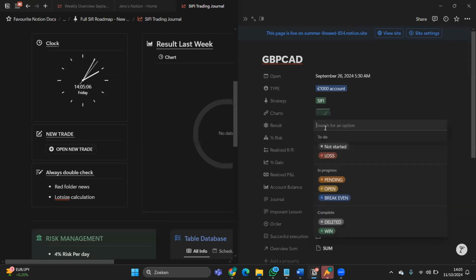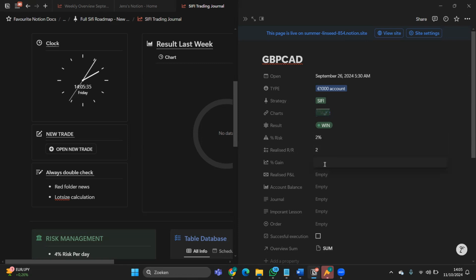And then from there, you can just fill in: is this a loss? Is this still a pending order? Is this an open trade, or was this a break even? In my case, this was a win, and we took 2% risk. So that's the risk percentage. Then the realized risk to reward is usually 2. Or when it's a break even or you pulled out because of news, it can be anything different. But normally you're trading 1 to 2, so you're just filling in the number 2.